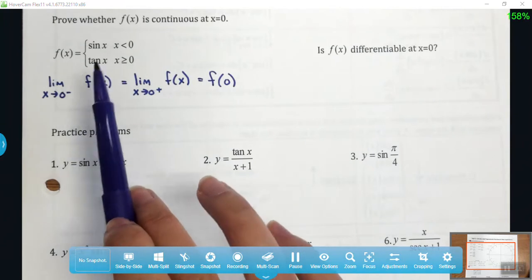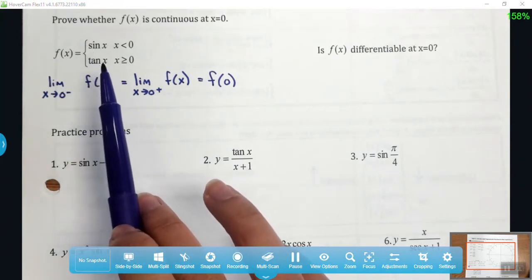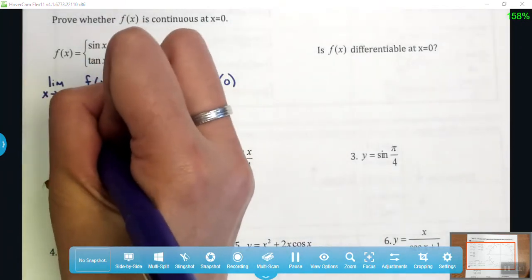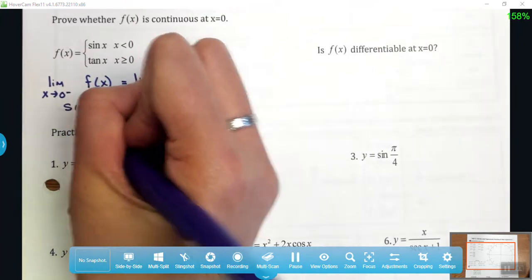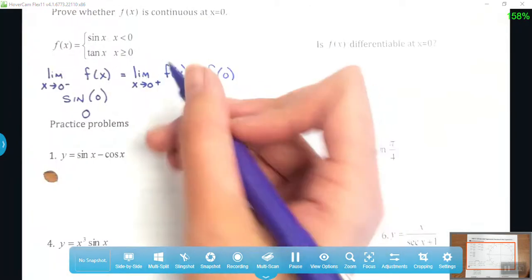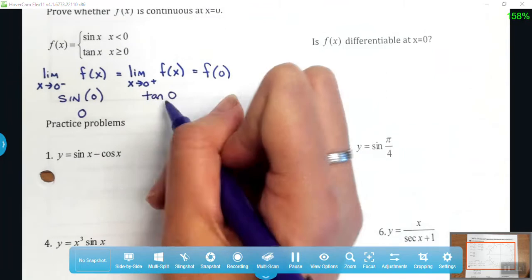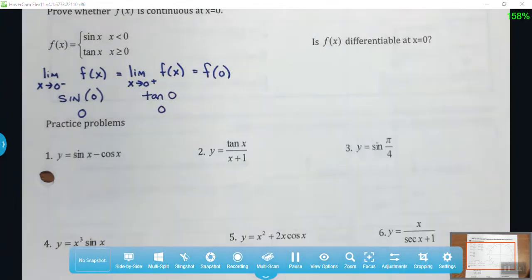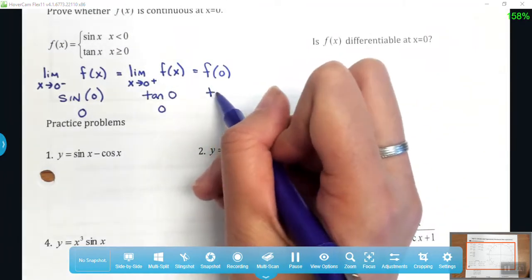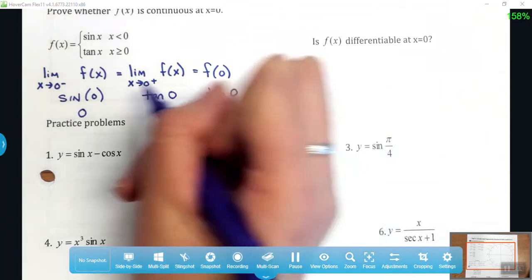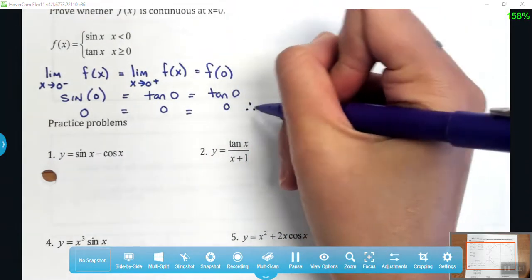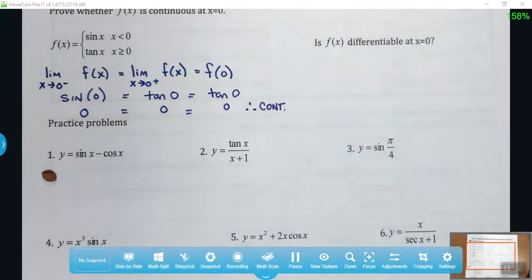Now from the left-hand side, do I choose sine or tangent? Which one's on the left? Sine. Okay. So sine, we plug in 0. And that's 0. Cool. For the right-hand side, I choose tangent. And tangent of 0 is 0. Good. And then I choose f of 0. I also choose tangent, because that's where it's equal, and tangent of 0 is 0. So check. Therefore, continuous. Right?